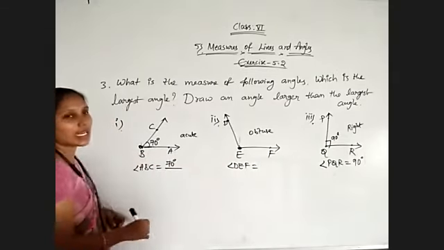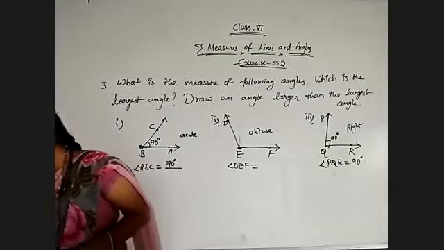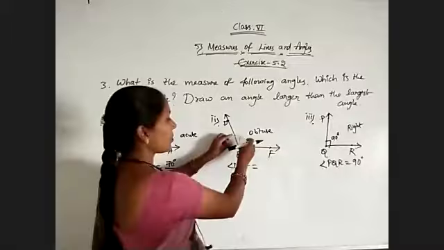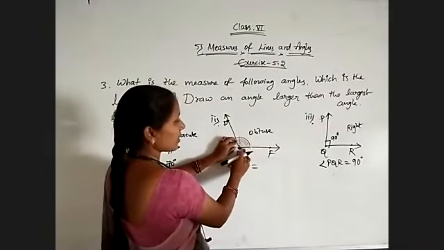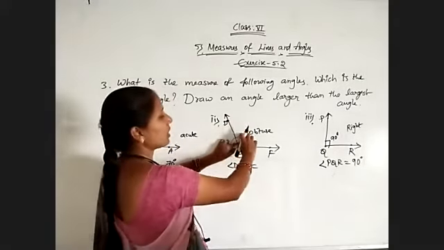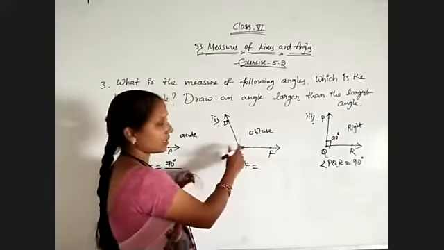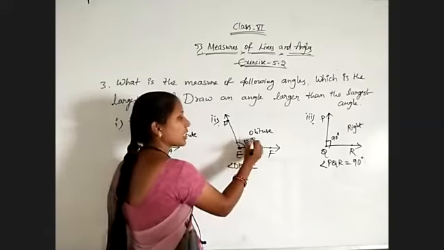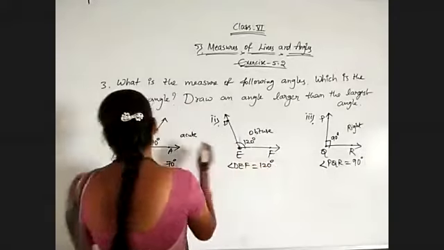Then coming to angle DEF. Now set your protractor at E like this, with the ray on this side only. So again we need to count the inner values. I got 120 degrees here, and in your textbook also you will get 120 degrees only.